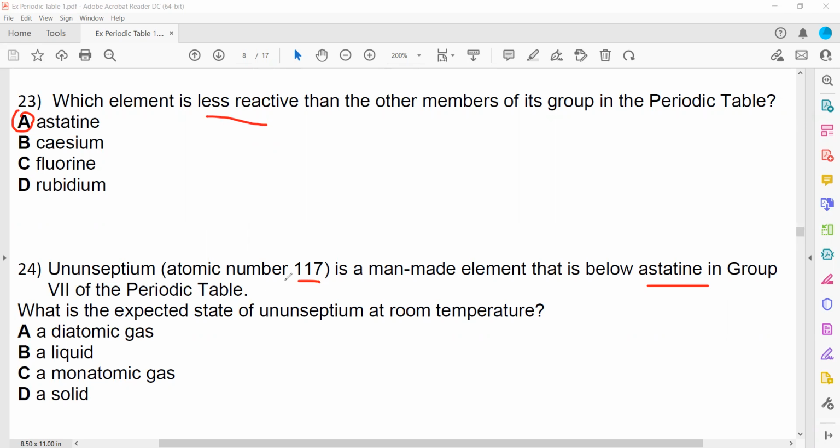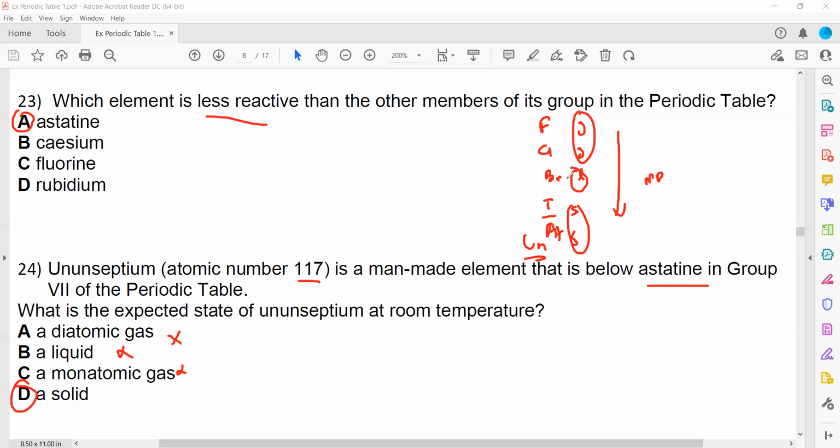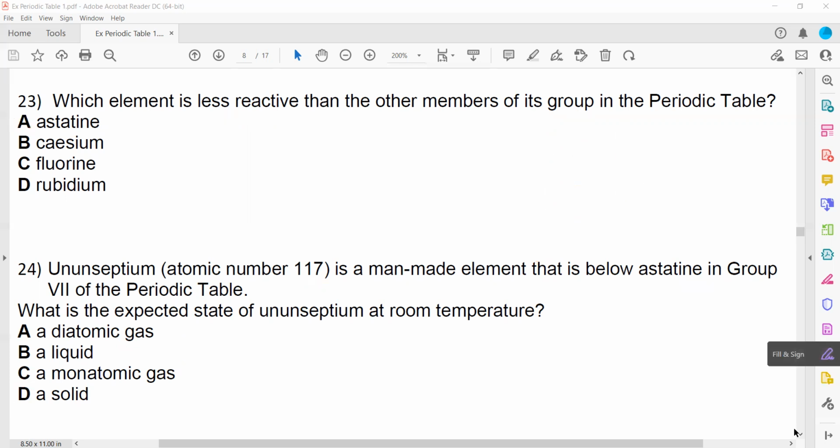What is the most expected state? As you see, fluorine and chlorine are gases, bromine is liquid, iodine is solid. So what is the expected state for this element? It won't be gas, it won't be liquid. It will be a solid, because when we go down group 7, the melting point is increasing. The first two are gas, then liquid, so we expect it to be solid. This is a periodic trend which you have to learn.